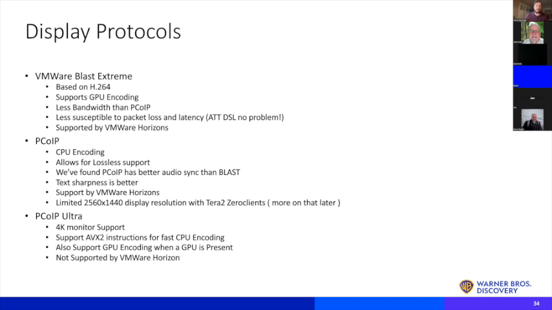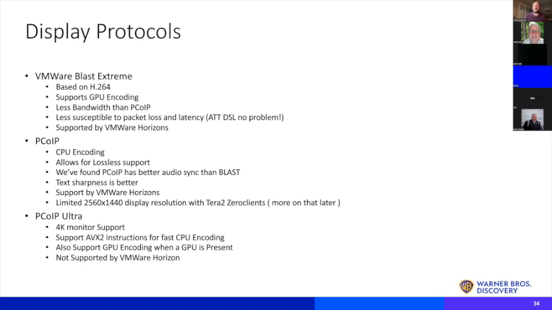The max display resolution we can use is 2560 by 1440 with the Tera2 zero clients, and we'll talk a little bit about zero clients here in a second. And Teradici's newest and latest is PCoIP Ultra. Now, that's not included with Horizon. VMware and HP, which now owns Teradici, are trying to work out a deal where we could get Ultra installed as part of our package. But those support 4K monitors now.